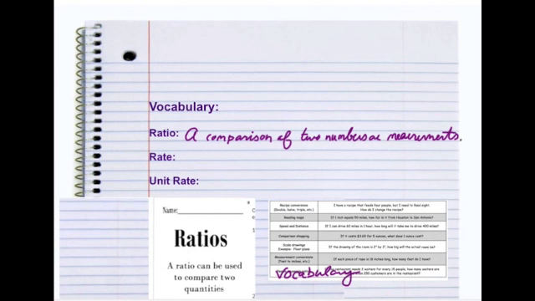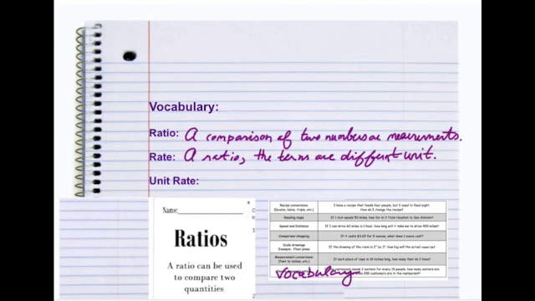A rate is a ratio in which the two terms are different units. So it is a ratio, but the two terms are different units. And what I mean by that is you may be comparing two different measurements, and they may be depicted in different units. So if you're measuring distance, you may have one in feet and one in inches, or one in inches and one in centimeters. That would be considered a rate rather than a ratio because they have different units.